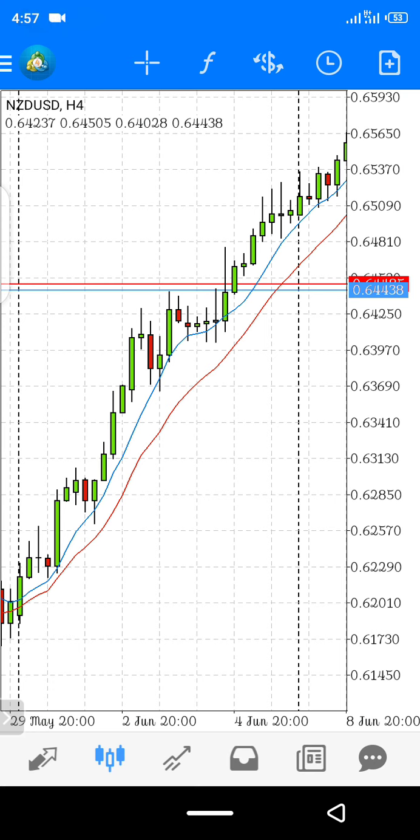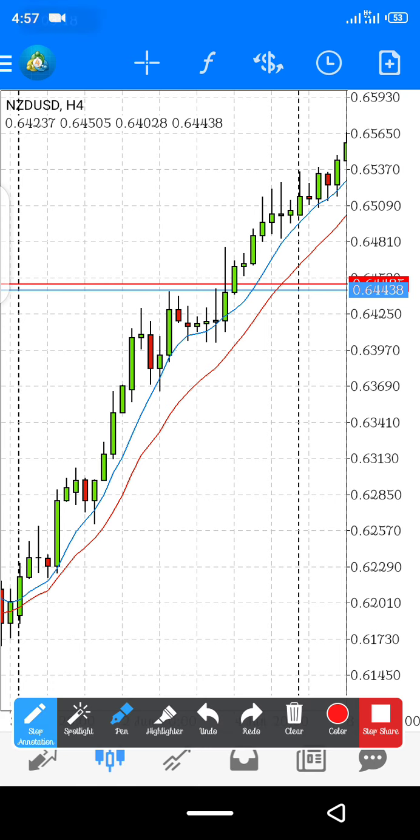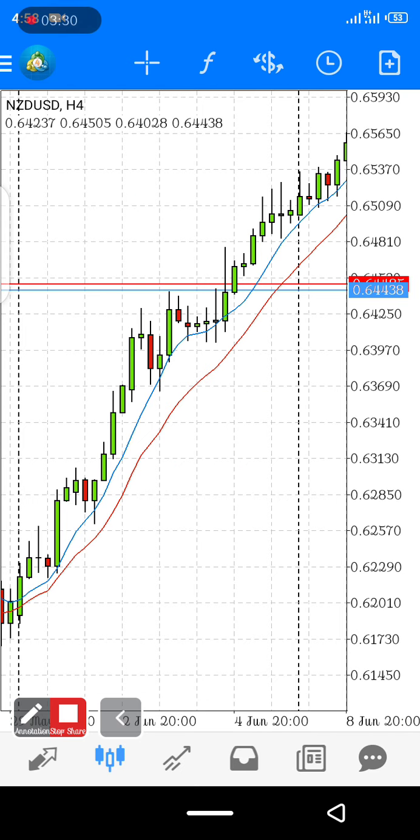So now let me show you what we are talking about. Now, what are moving averages? You see this red line here, this is a moving average, and this blue line, this is a moving average. Now, how can we use this moving average? That's what you should be asking.